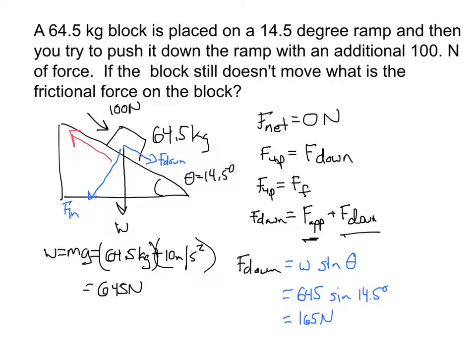And when you do that, you get that the force going down the ramp is 165 newtons. So for our total F down, we have our applied force of 100 plus the part of the weight going down the ramp, 165. So that makes the total force going down the ramp 265 newtons. So that means that the frictional force resisting the motion also has to be 265.